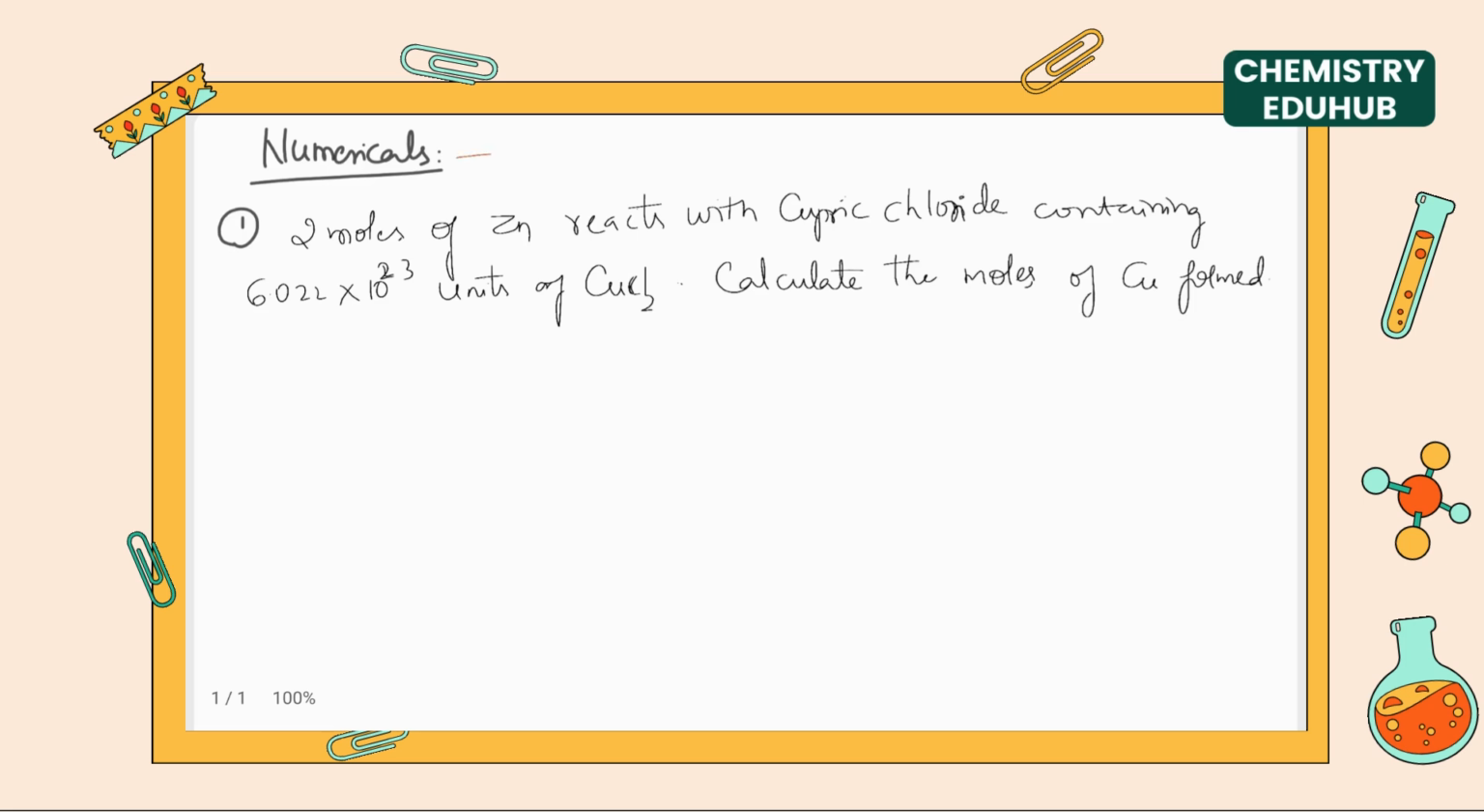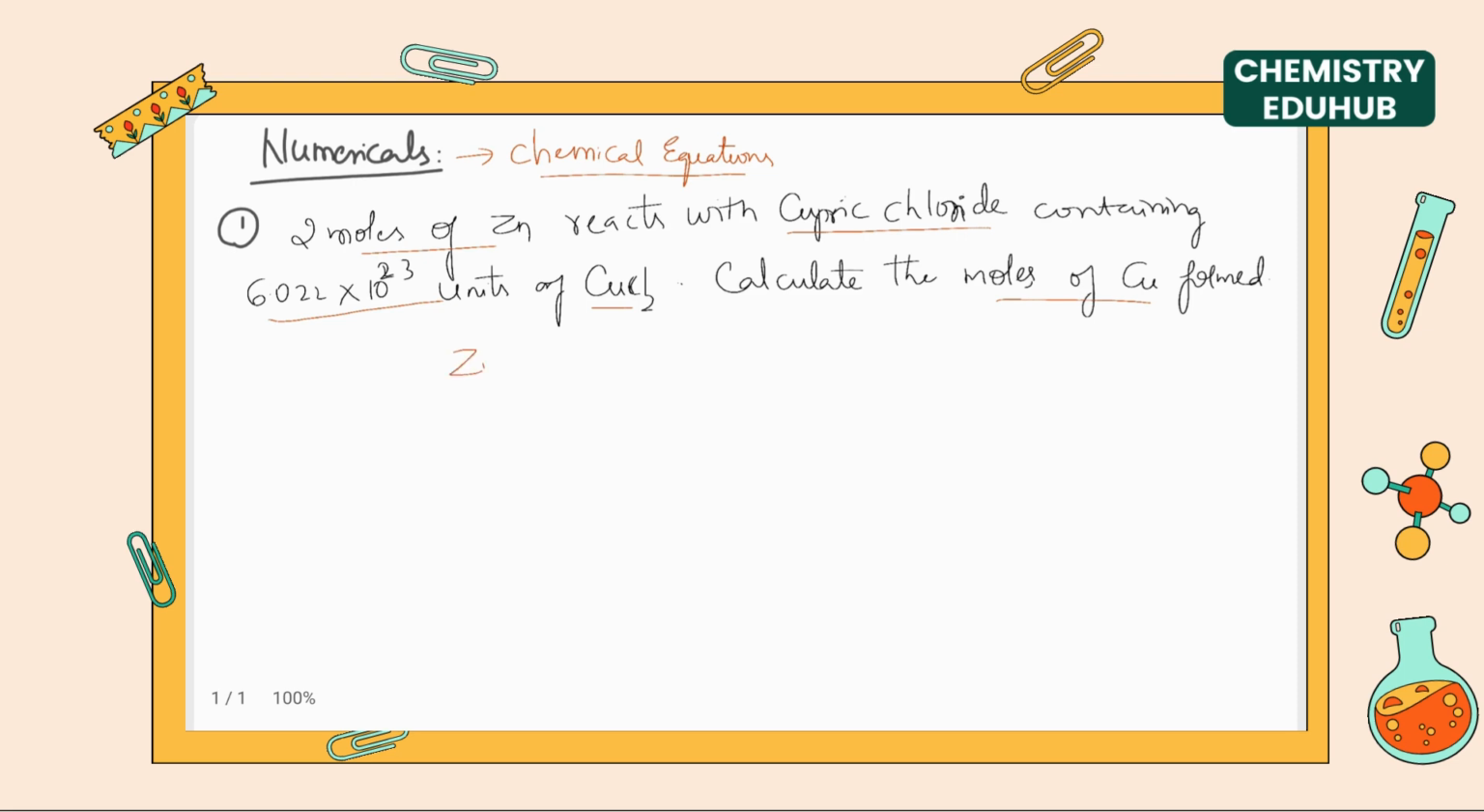Since we have completed the chemical equations chapter discussion, let us see the numericals possible in this chapter from the State Board textbook of grade 10. Now the first question is: 2 moles of zinc reacts with copper chloride solution containing 6.022 into 10 power 23 units of CuCl2. Now we need to find out how many moles of Cu is obtained or formed in the reaction.